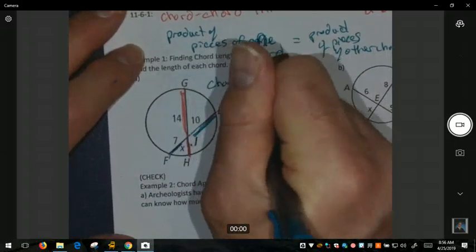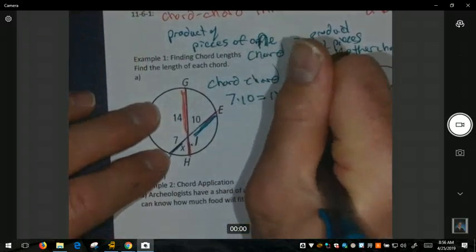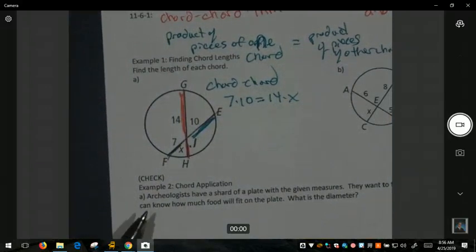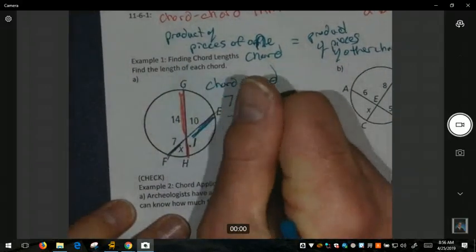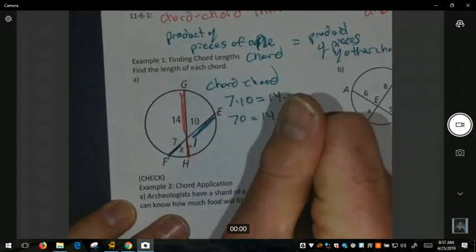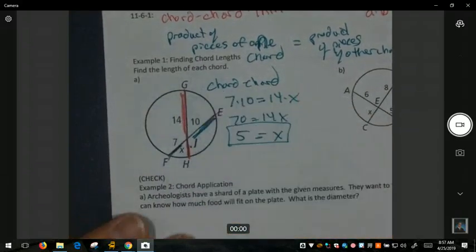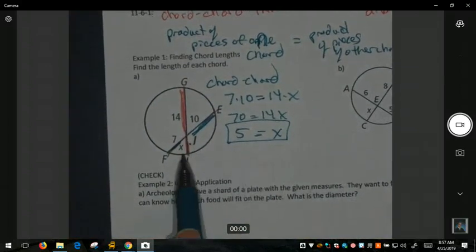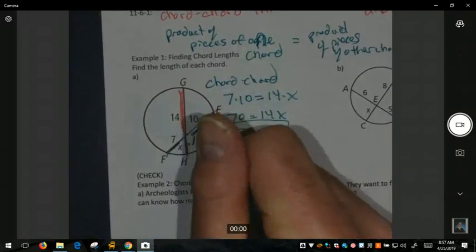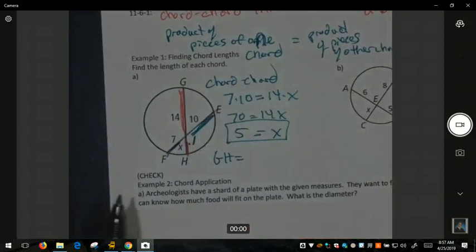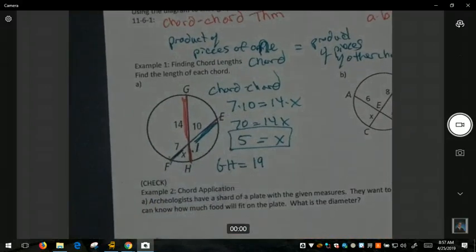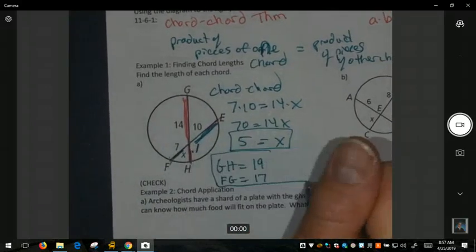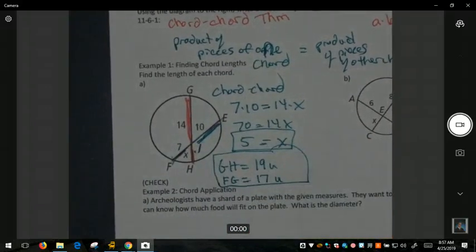I have that 7 times 10 will be equal to 14 times x. 7 times 10 is 70. 70 divided by 14 is 5. So now I know the length of x, or the length of this piece, is 5. Notice they did not ask for the length of the missing piece, they asked for the length of each chord. This means that GH is 14 plus 5, which is 19, and the length of FE, that I could have gotten without solving, just by adding them together, is 17. I don't know the units, so I just put a U for units.